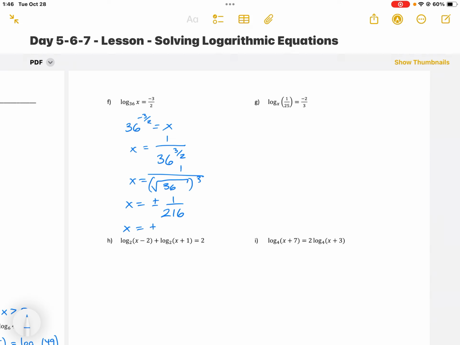My only possible solution, though, is the positive one because of my restriction that x has to be greater than 0. The value that goes into that argument has to be above 0.